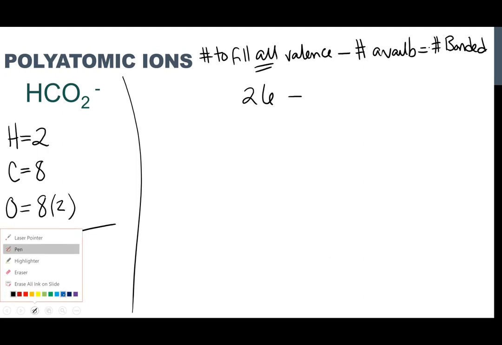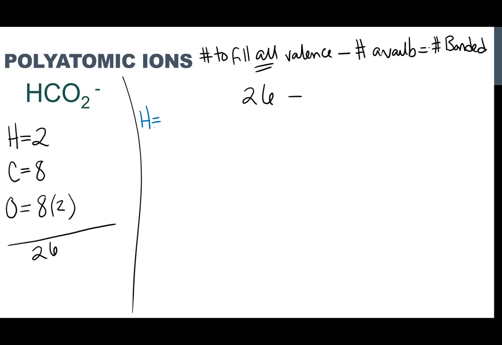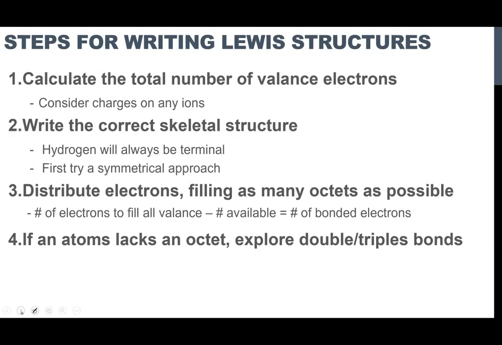I'm going to switch colors here. We're going to subtract that from the number available. So that's, again, how many electrons does everybody bring to the party? That's 1 from hydrogen, 4 from carbon, 6 from each oxygen, and then the charge gives us 1. So remember that we had 12, 13, 14, 15, 16, 17, 18 valence electrons at the party. So we're going to take 26 minus 18.